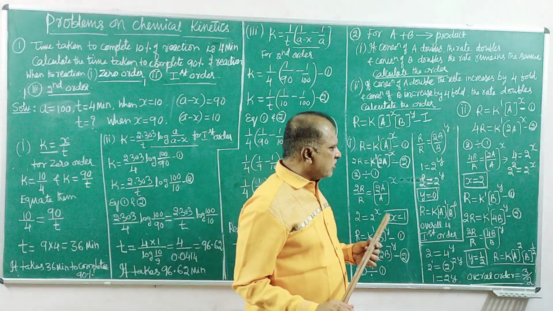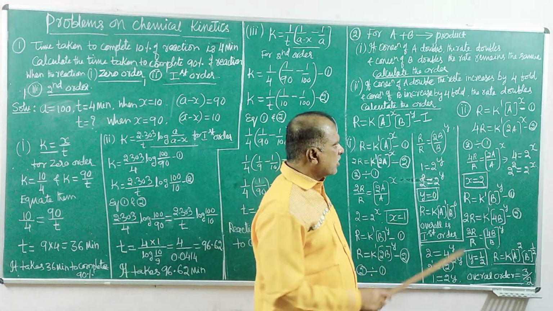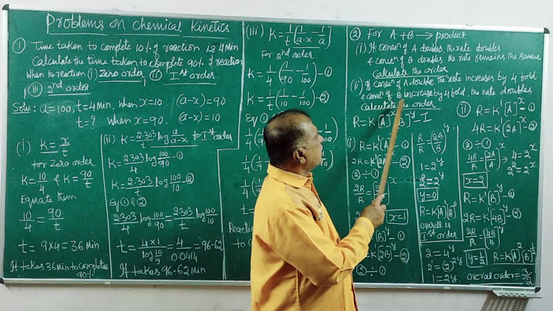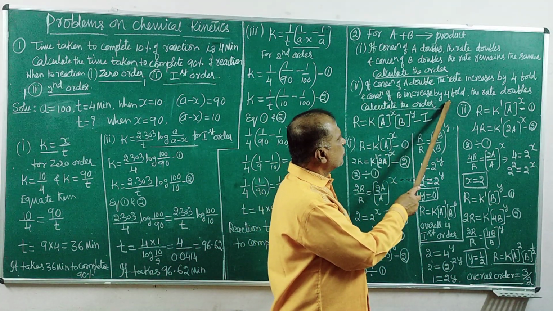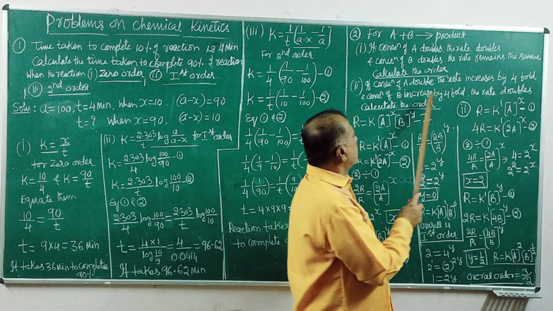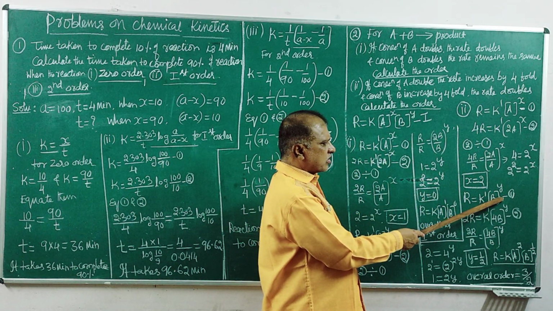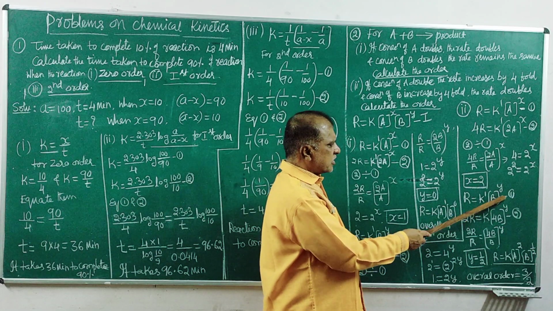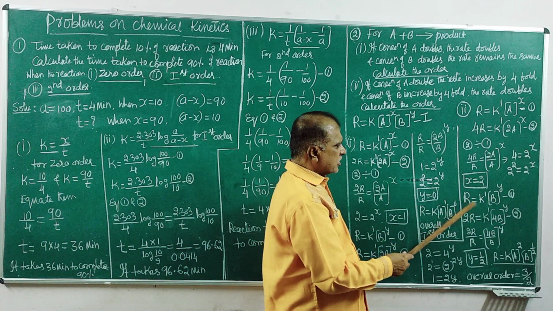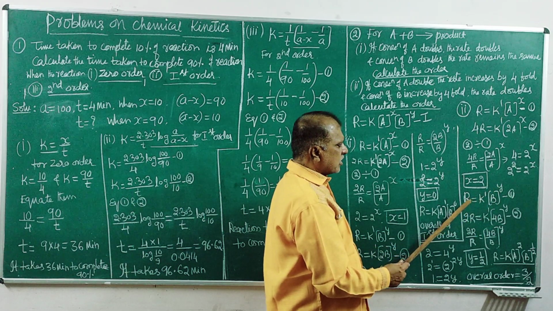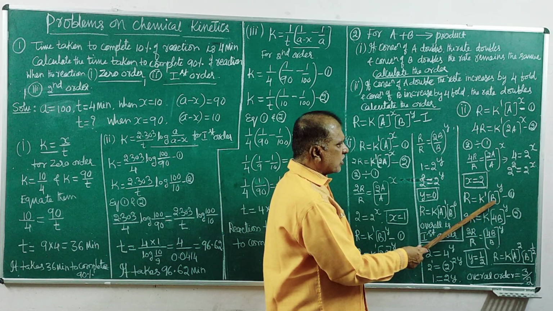In the same way, let us evaluate the value of y. There is data: concentration of B increased by 4-fold, the rate doubles. Here the concentration of A is not mentioned. Concentration of A is kept constant. That constant into K is equal to K dash. R equals K dash B to the power of y. Rate of reaction is a function of B only for this data.